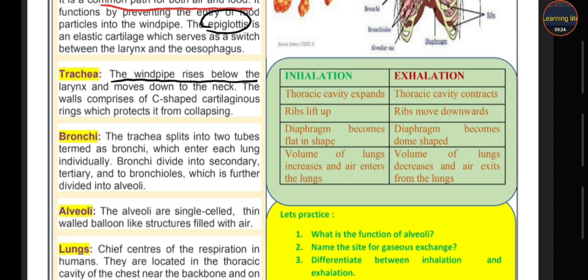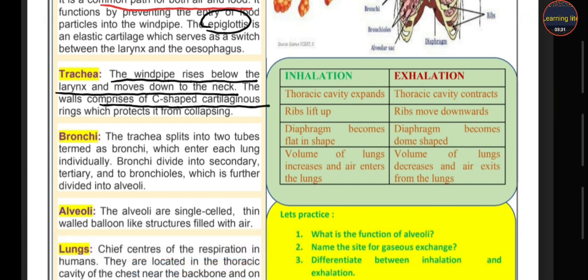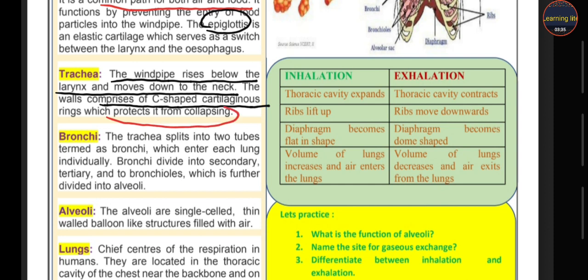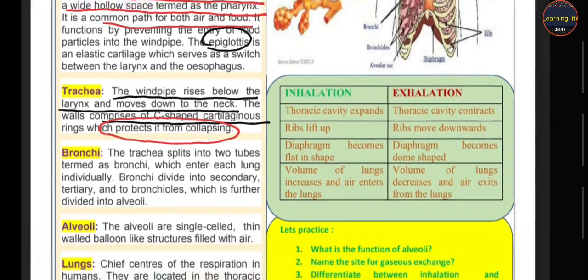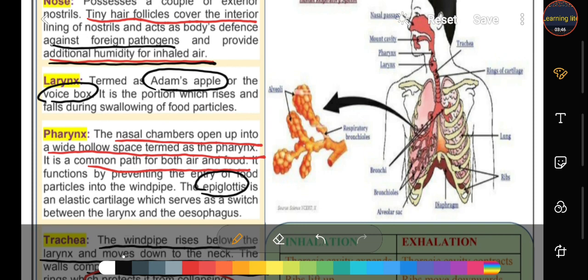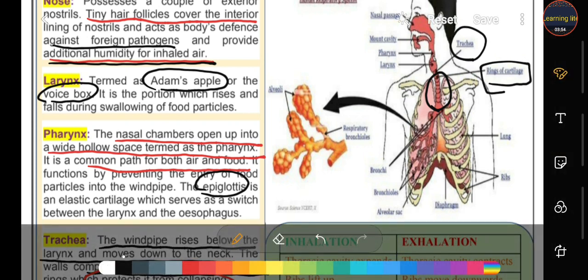This windpipe rises below the larynx and moves down the neck, and it is covered with C-shaped cartilage rings. Why is it covered with cartilage rings? Because it is very soft, and due to air pressure it can't collapse, so it is covered with cartilaginous rings. You can see in the diagram also, these are the cartilaginous rings, students, rings of cartilage present in the trachea, so that the trachea doesn't collapse.